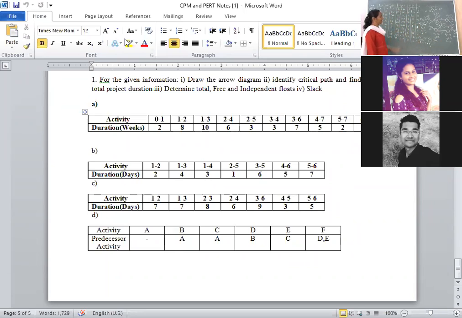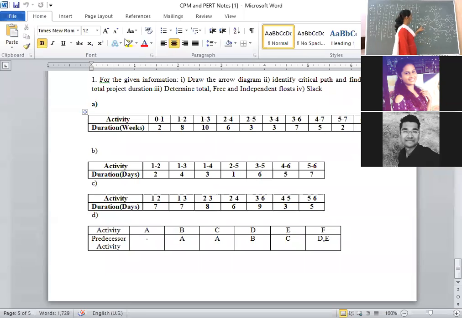Yesterday we calculated by using the formula, and we got the same values. If you don't want to use those formulas, then by using slack also you can compute. In yesterday's lecture, what I told was, wherever we got total float values as 0, that is our critical path. Now, the other way: wherever you got the slack values as 0, that is your critical path.